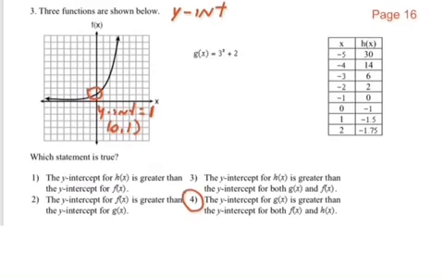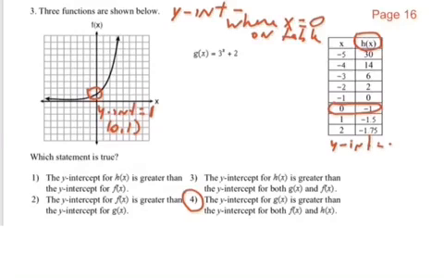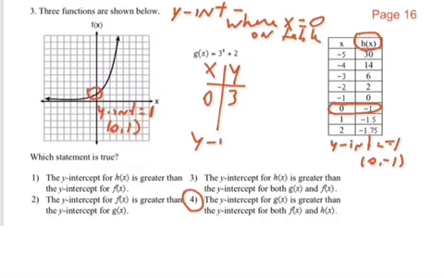If you're looking at a table, like for h of x, your y-intercept on the table would be where x is equal to 0. So if I look to see where x is equal to 0, y is equal to -1, so my y-intercept would be -1, and it's the coordinate (0, -1). For g of x, you can either look at the graph or you can look at your table where x is equal to 0, y is 3, making my y-intercept 3.